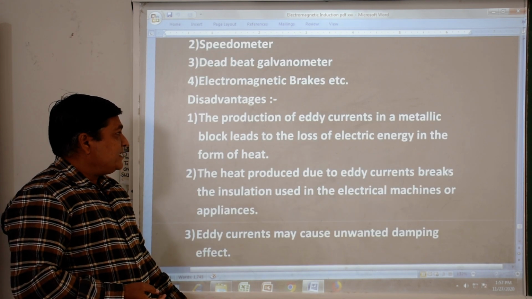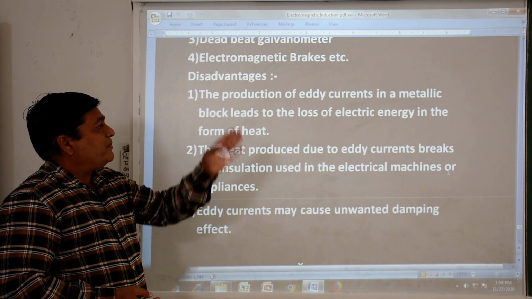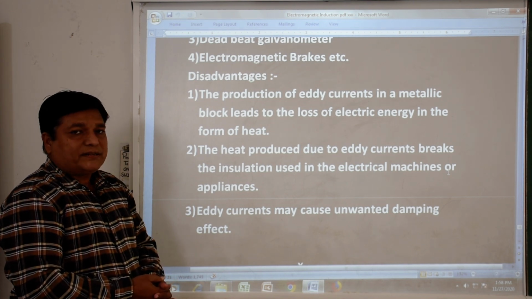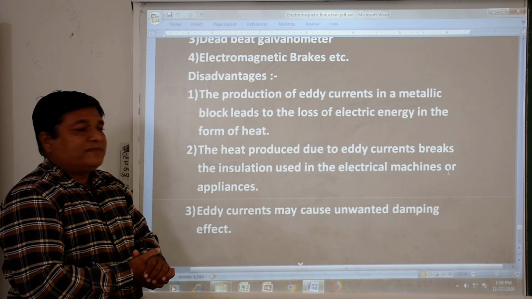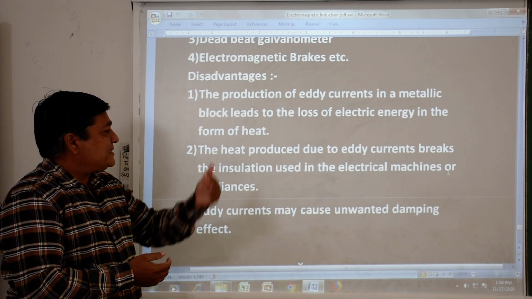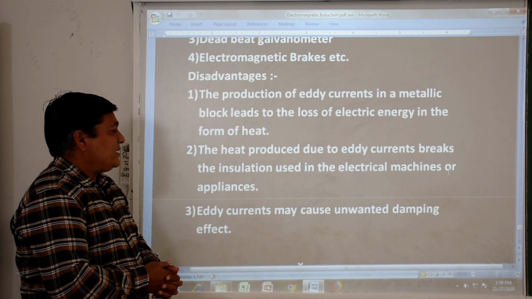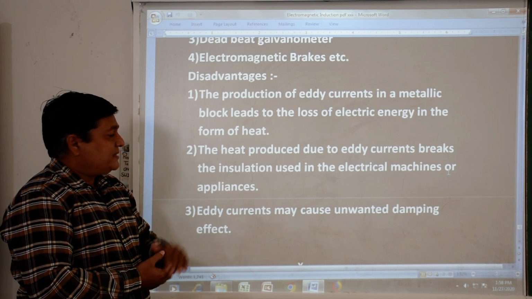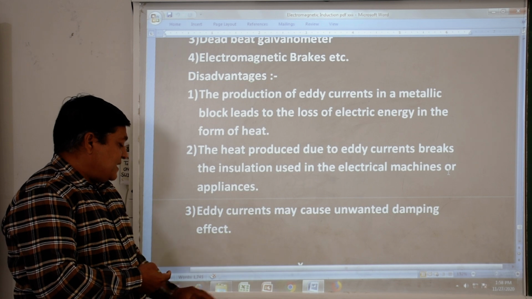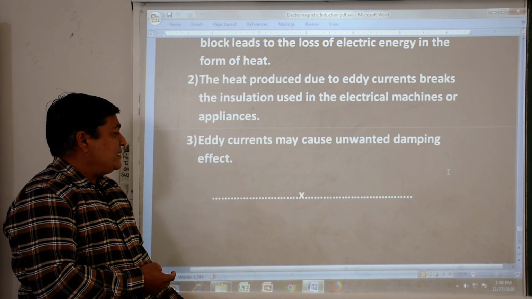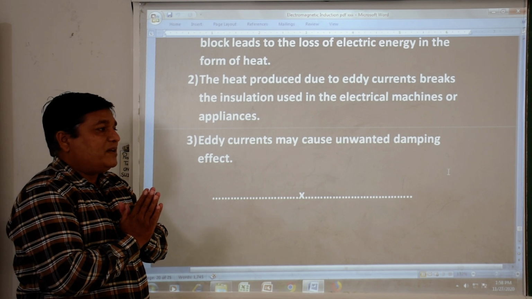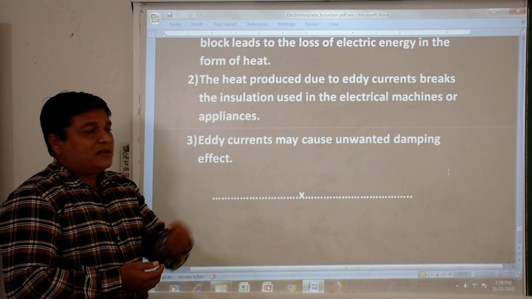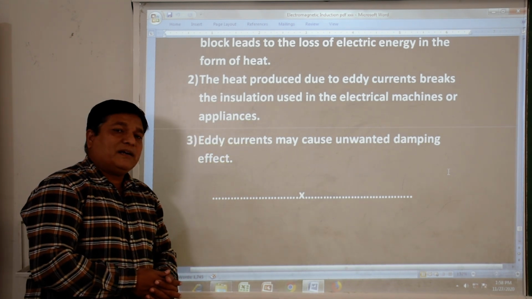Disadvantages: what do we see as the disadvantages? The production of eddy currents in a metallic block leads to loss of electrical energy in the form of heat. This is one disadvantage. Second, the heat produced due to eddy currents breaks the insulation used in electrical machines or appliances. Third, sometimes eddy current may cause an unwanted damping effect also. A moving body passing through comes to rest due to damping. So these are certain disadvantages of eddy currents.